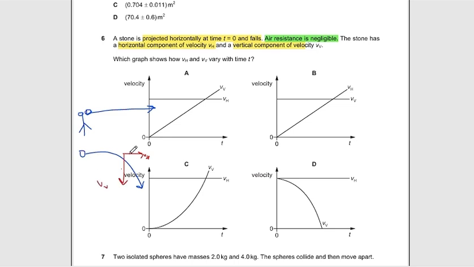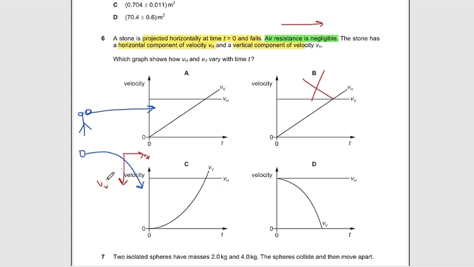Now, if it is going in this direction and there is no air resistance hindering its motion, it's going to have a constant Vh, because there is no opposing force. It will just keep going in this direction. It will have a constant Vh until it lands on the ground. So we can say that Vh will remain constant. So we can cut this one out because it's showing the horizontal velocity as not constant, which we just said is wrong. So we have to find the answer from these three.